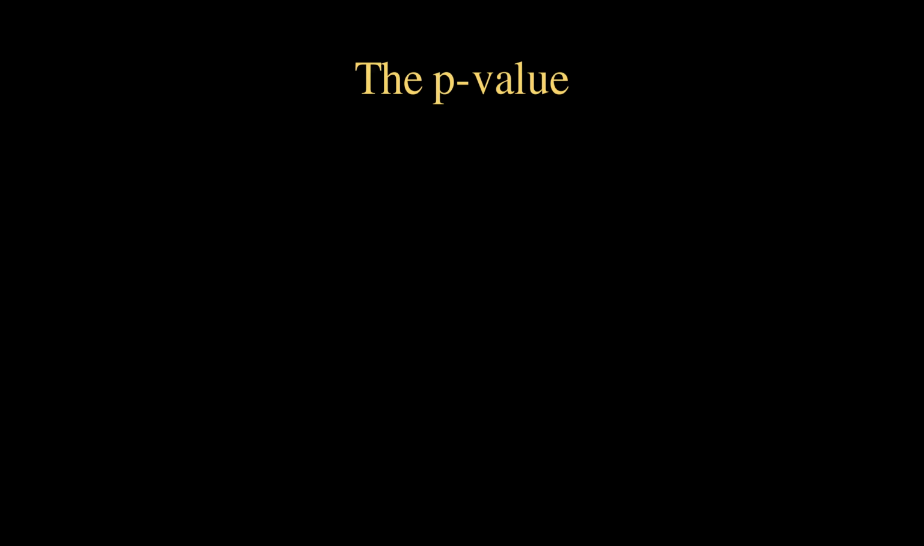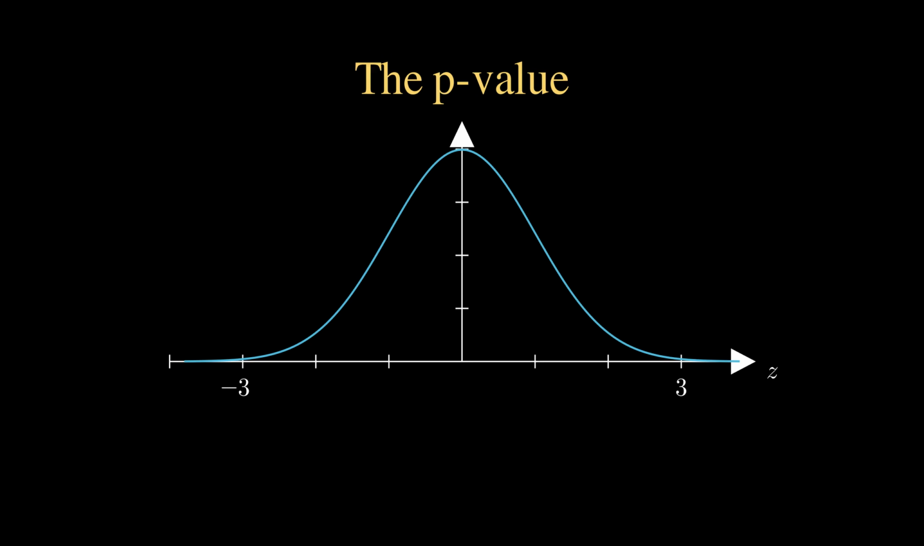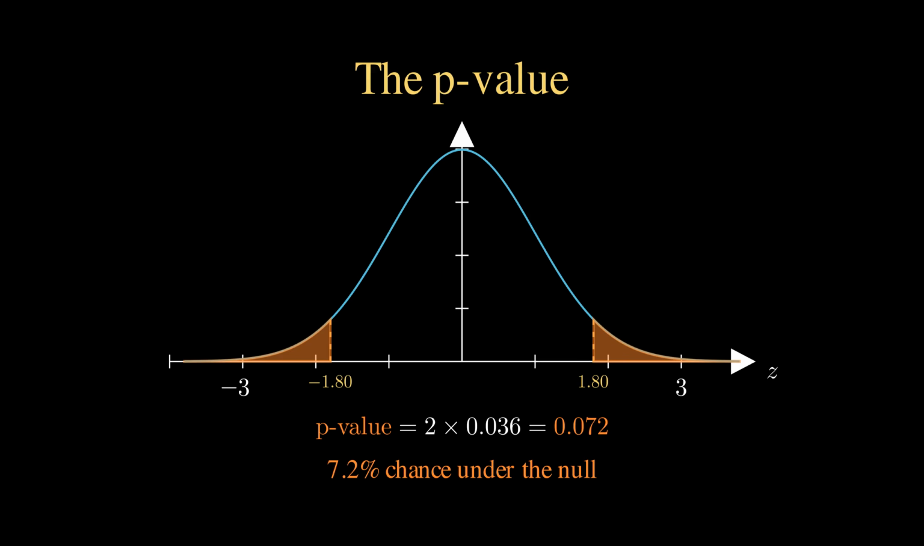Now comes the key question. If H0 is actually true, how likely are we to see a z-score as extreme as negative 1.8? We plot the standard normal curve. This is the distribution of z under the null, and we shade the area beyond our observed z. For a two-sided test, we shade both tails, everything below negative 1.8 and everything above positive 1.8. The total shaded area is the p-value. It comes out to about 0.072, a 7.2% chance of seeing data this extreme if the null hypothesis is actually true.